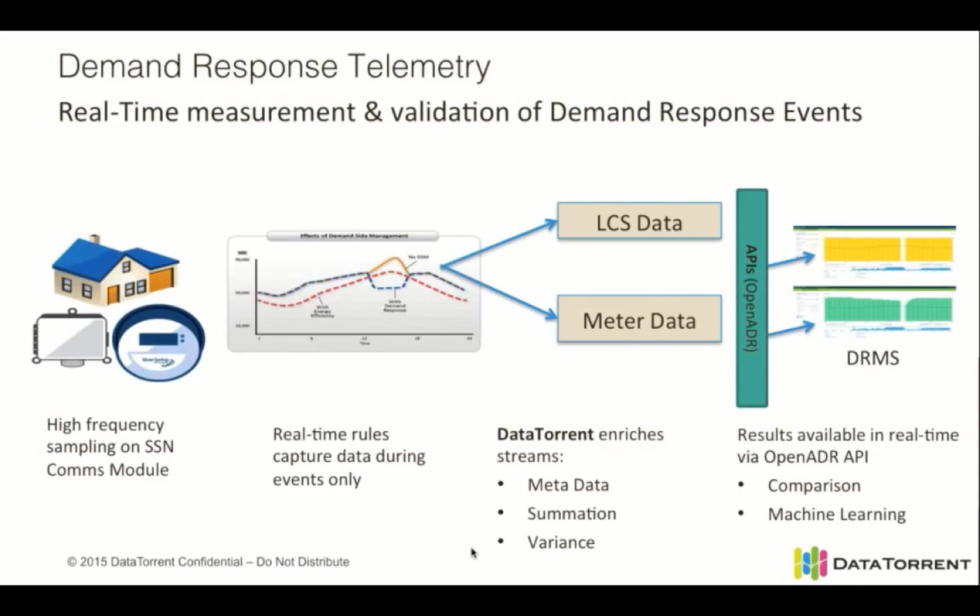And then we make those results available to the utility via an OpenADR API, where they can do a comparison about what the effect of the event was versus what they expected it to be. And they can also apply some machine learning capabilities to it, so that the next time they can make more accurate predictions and also make more accurate load shed signals to the network.